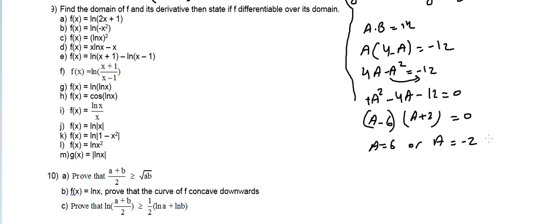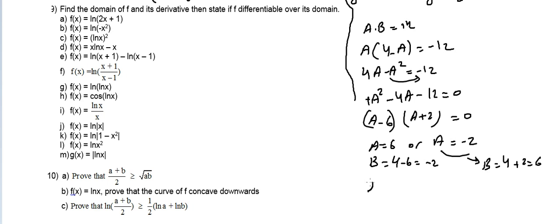Let's see. If a equal to 6, how much is b? We still have to find b, right? B is equal, I substituted instead of b 4 minus a, so it's 4 minus 6. So in this case, b is equal to minus 2. And here, if a equal to minus 2, then b equal to 4 minus a, which is minus of minus 2, is equal to 6. So if a is 6, b is minus 2, a is minus 2, then b is equal to 6. So these are the values.